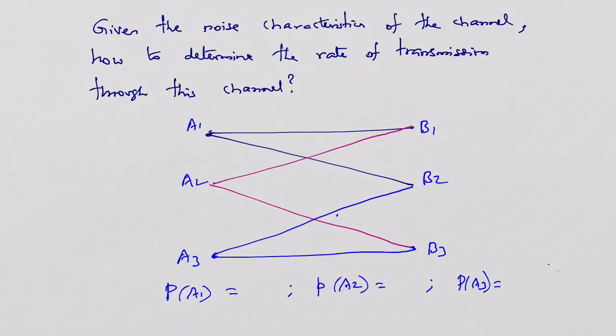Hi, let us see how to calculate the rate of transmission through a channel if the noise characteristics of the channel are all known to us. In a transmitter there are three symbols A1, A2, A3 whose probabilities of occurrence are 0.6, 0.3 and 0.1. If you sum up all these probabilities, it will be equal to 1.